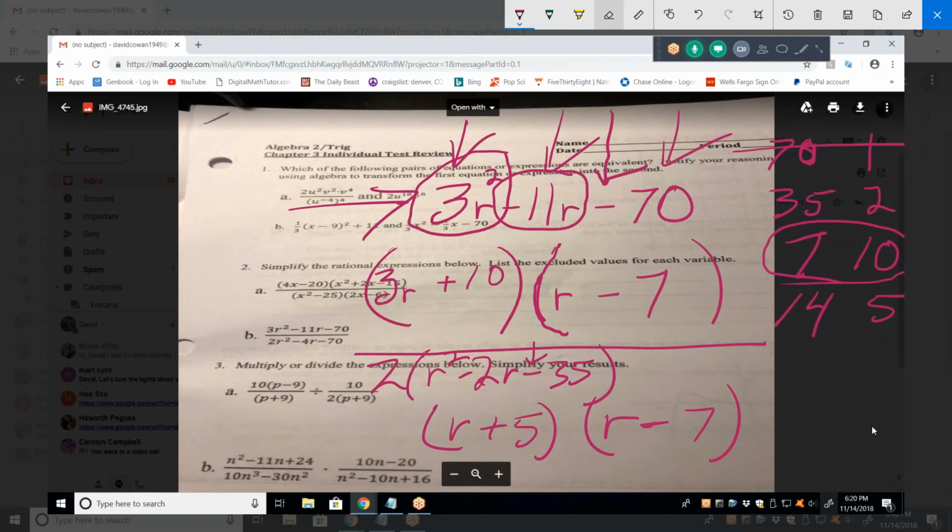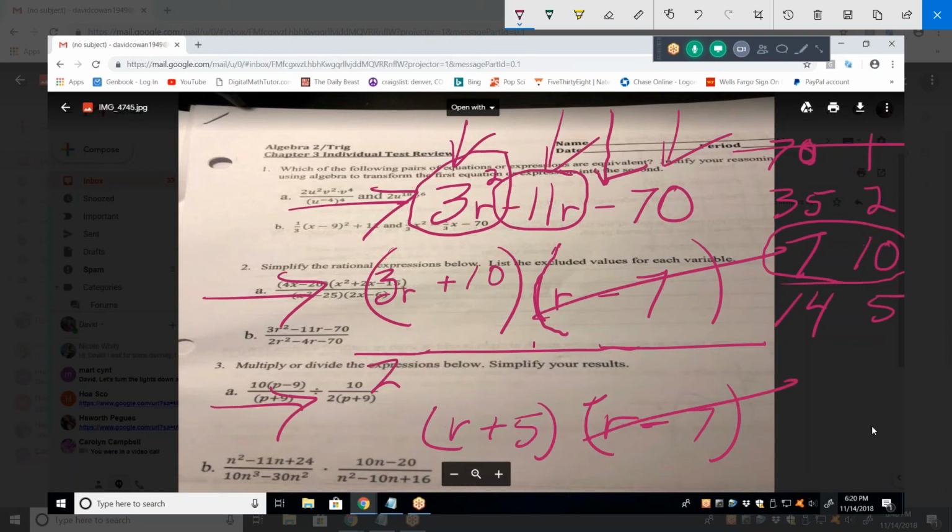Okay, so now let's erase the quadratic, which is replaced by this. And now we've got this numerator, this denominator. Is there anything we can cancel? R minus 7. Now here, what's left on the numerator? 3R plus 10. What's left in the denominator? R plus 5. And don't forget that too. Oh, yeah, 2R plus 5.